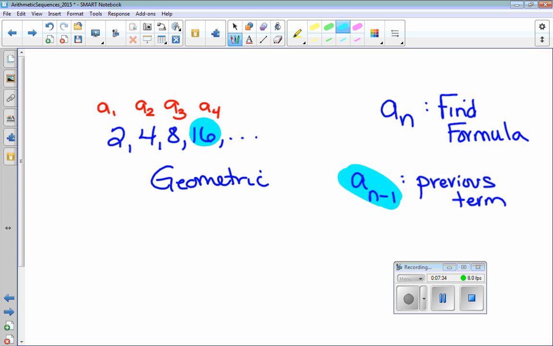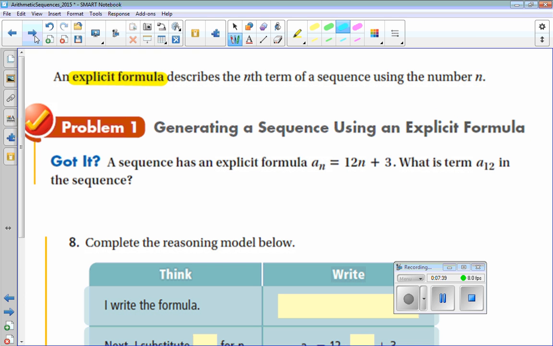So how can I take this idea of an explicit versus a recursive formula and actually come up with them? We're going to first start by talking about an explicit formula. And then we'll look at the recursive definition as well. So look at your formula sheet.